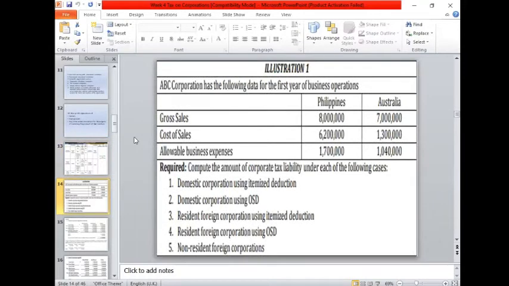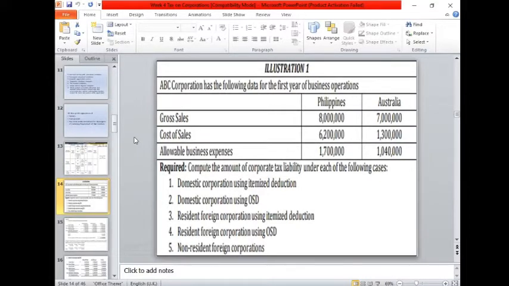So look at the example here. Okay, the example here is the corporation ABC, which has the following data for the first year of business operations. They have gross sales in the Philippines and Australia.